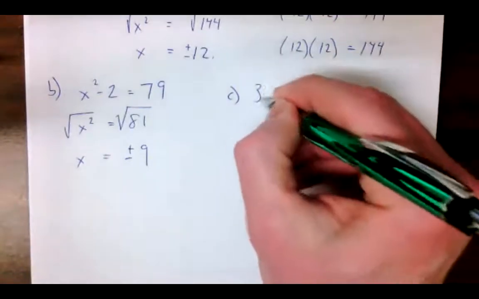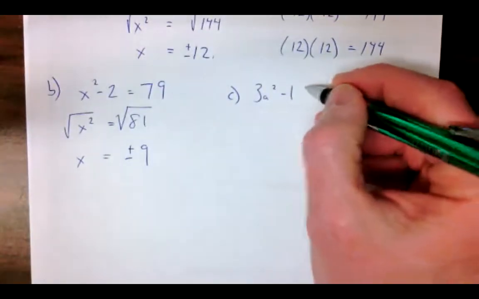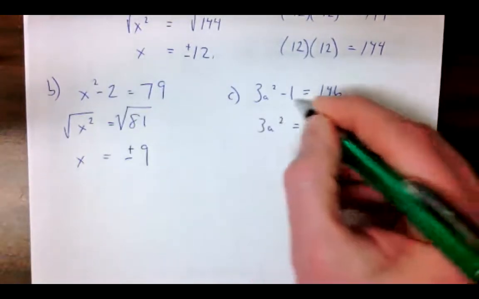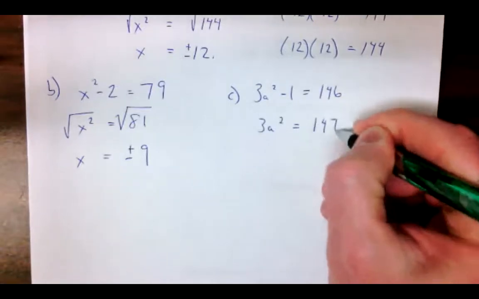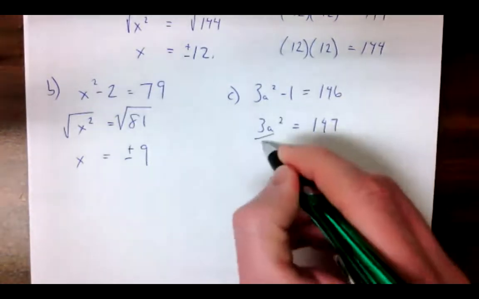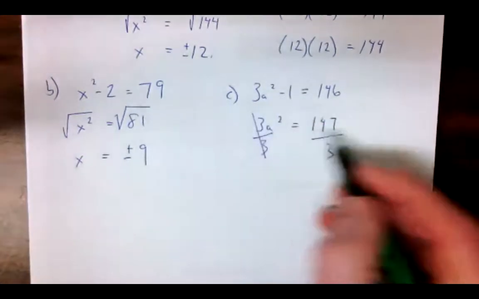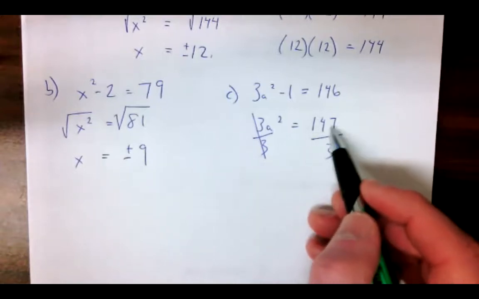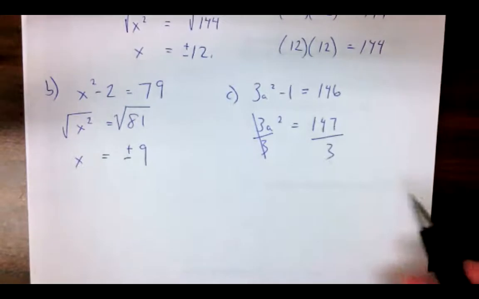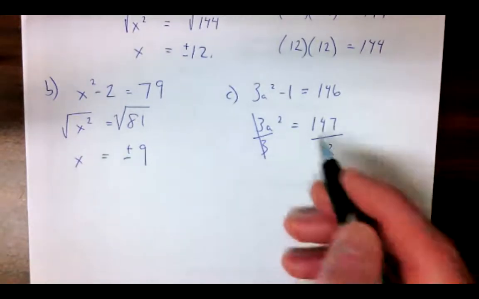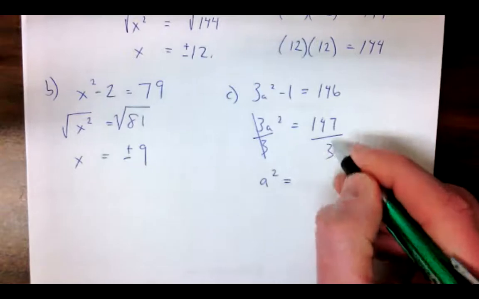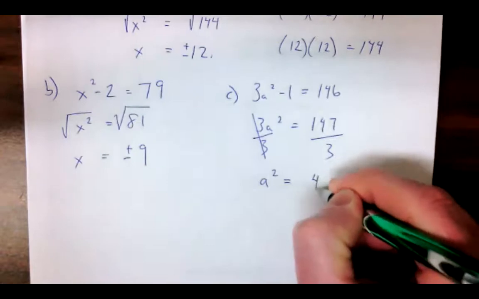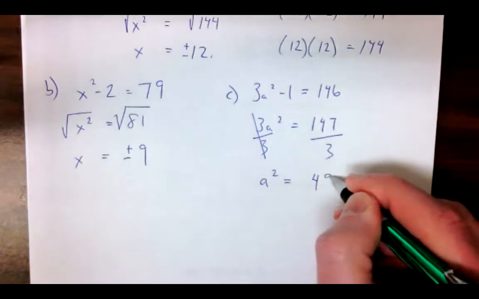C, 3a squared minus 1 equals 146. 3a squared equals, we're going to add 1 to both sides, 147. Going to divide both sides by 3. Just looking at this, I can't tell if this is divisible by 3. Is this even going to work? Remember that divisibility rule? 7 plus 4 is 11, plus 1 is 12. 12 divided by 3 is 4. It works. So we just have to figure out what that is. a squared equals, 3 goes into 14, think of it as 3 goes into 12 four times. There's 2 remainder, 27. 3 goes into 27 nine times.